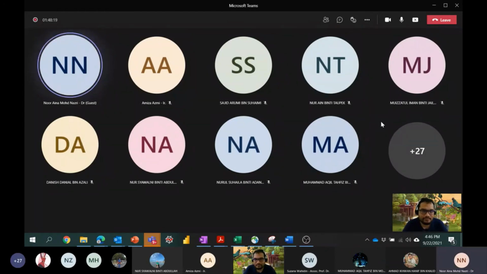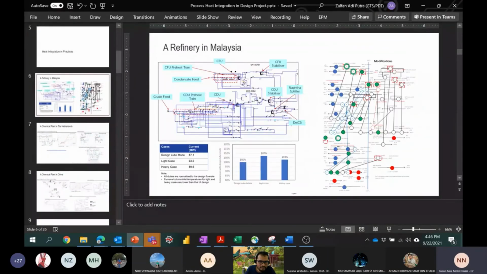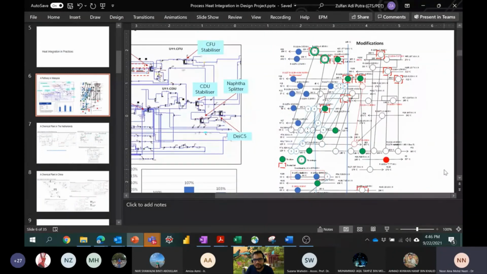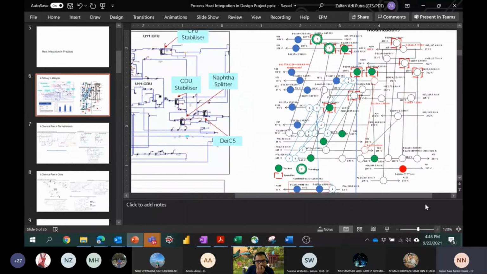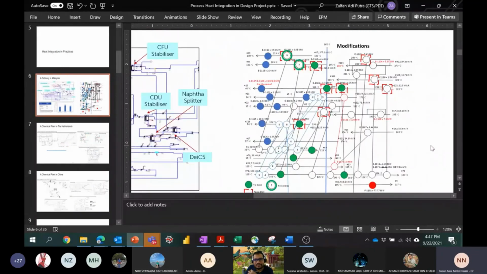How many streams do you have when you do the pinch analysis manually? Because normally, last time I also taught process integration, students have a minimum of 4, and the maximum number is maybe 8 to 10. So in the industry, when you do it manually, how many streams do you have? I think it's quite time consuming.